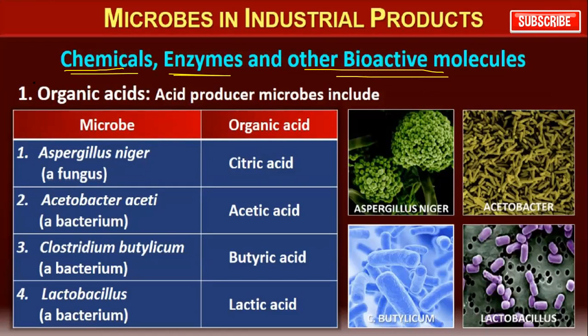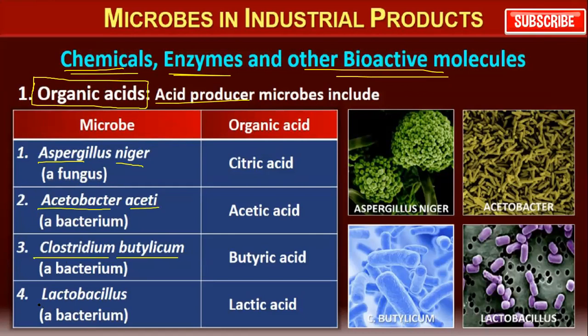First one is they are used in the formation of certain organic acids. Acid producer microbes include Aspergillus niger, Acetobacter aceti, Clostridium botulinum, Lactobacillus bacteria. First one is the Aspergillus niger. It leads to the formation of citric acid. So Aspergillus niger, it is a fungus.